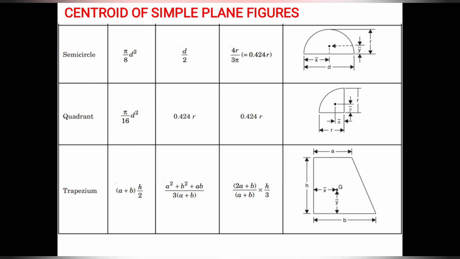Then the trapezium: in the figure, the height is h, and a and b are the two different sides of the trapezium. The formula to calculate x bar is (a square plus b square plus ab) by 3 into (a plus b), whereas y bar equals (2a plus b) by (a plus b) into h by 3. These are some of the standard formulas to calculate the centroid of simple plane figures.